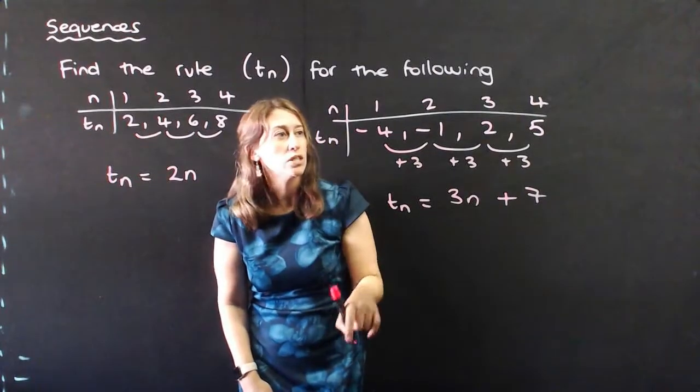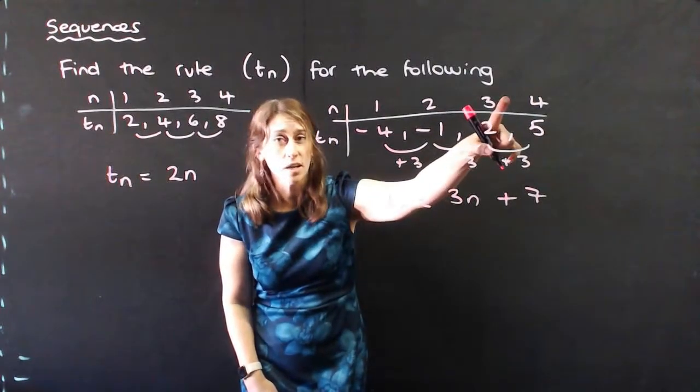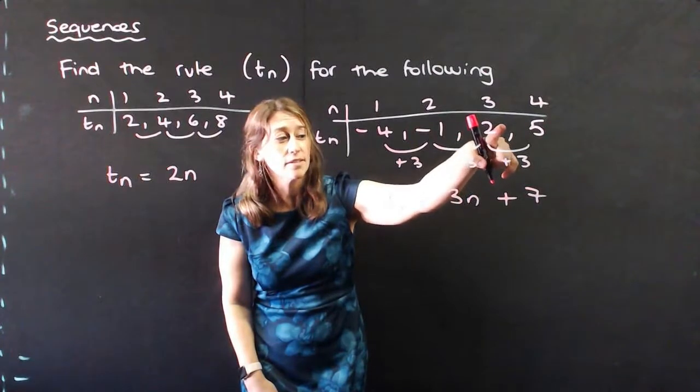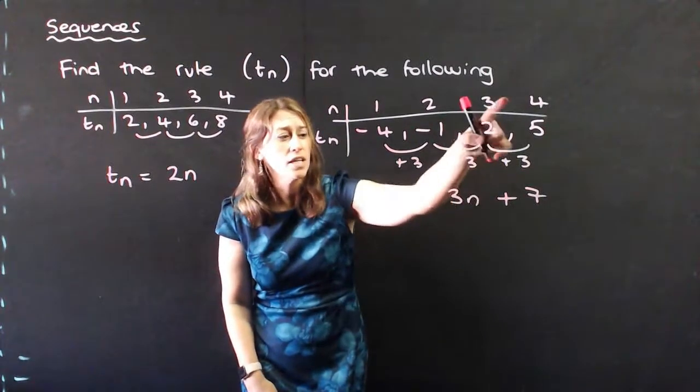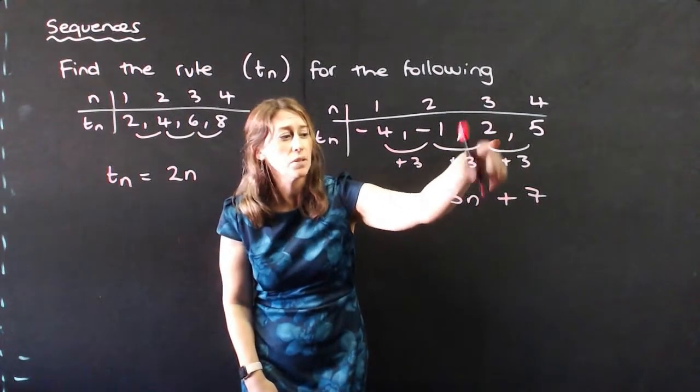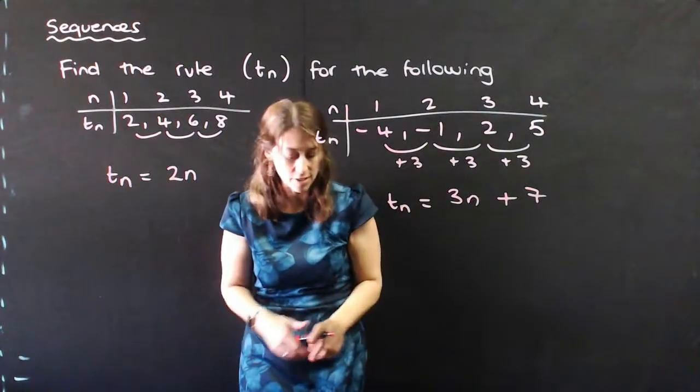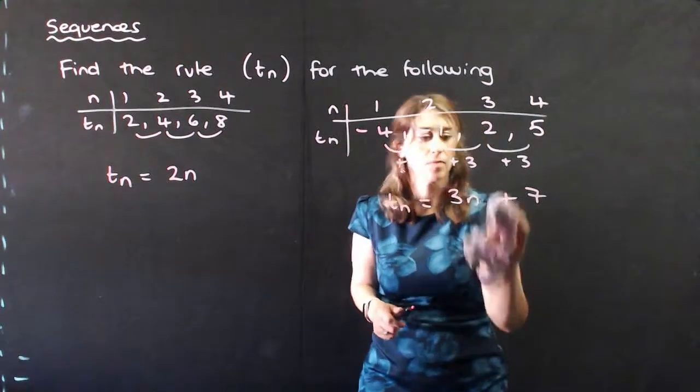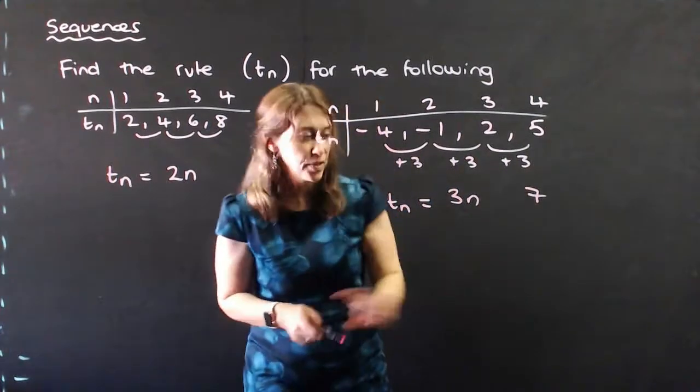Let's check the rule works for all of these. 3 times 3 is 9. Add 7. Sorry, what I'm saying. Yeah, 3 times 3 is 9. Add 7. Incorrect. Must be take away 7. It's just me being silly and not thinking properly.